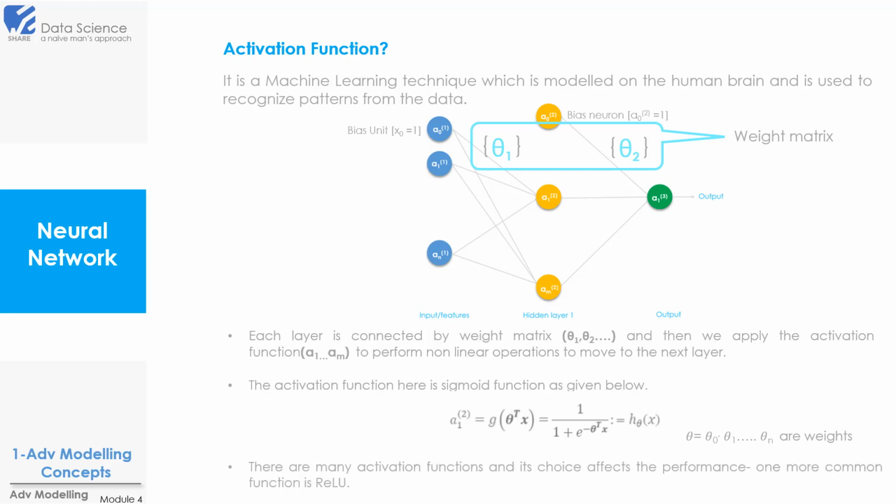There are many activation functions available, and the choice affects the performance of the model. There is one more common function known as the ReLU function, which can be used as an activation function. Anyways, for now we are using the sigmoid function. So let's see how we find it for each of the neurons.